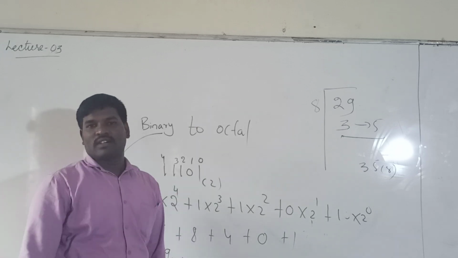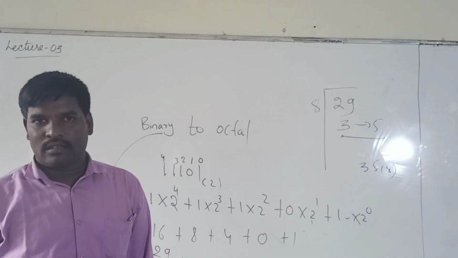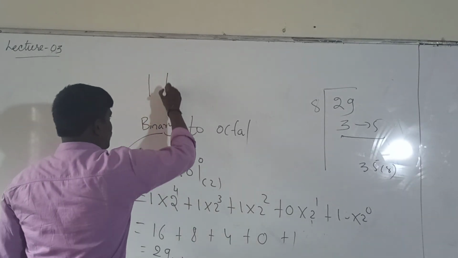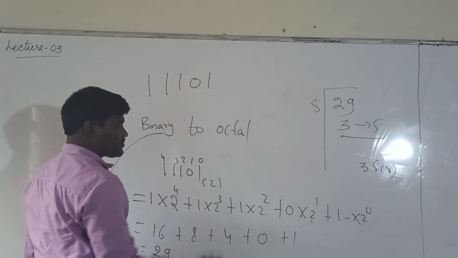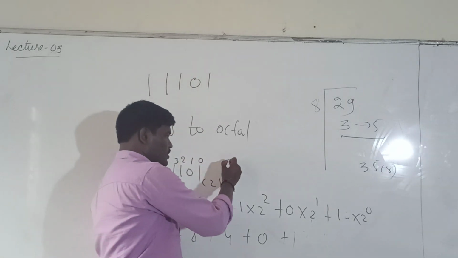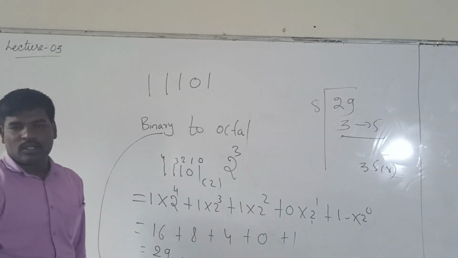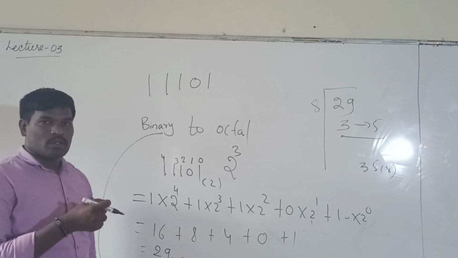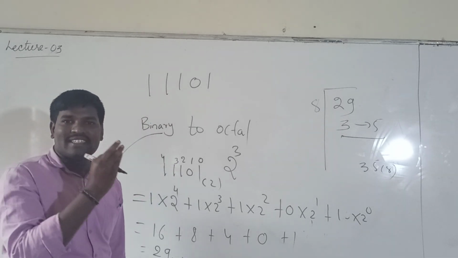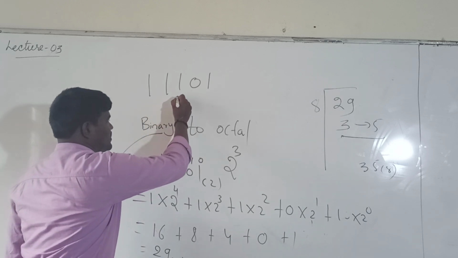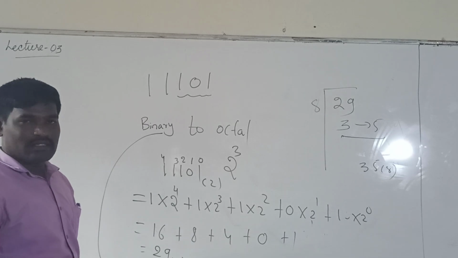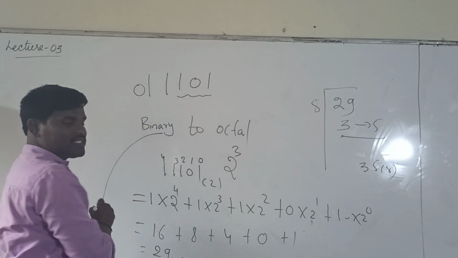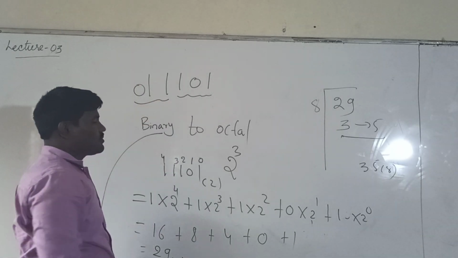There is also one shortcut method from binary to octal. So here 1 1 1 0 1. Octal means 2 to the power of 3, because 8 can be written as 2 raised to 3. That's why you have to take 3 digits as a group. Here only 2 digits are there, so I have to mention 0. Again it is one group.